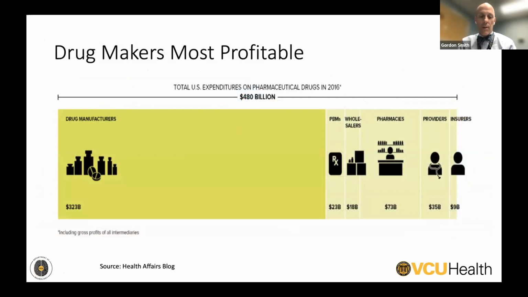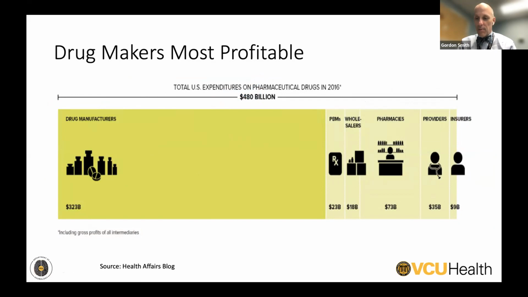So the bulk of the costs, though, don't map from PBMs. They really are drug costs. And you can see here, these are 2016 dollars, but I don't think this has substantively changed. The large majority of cost is really attributable to drug manufacturers. In fact, providers cost a little more than pharmacy benefit managers.